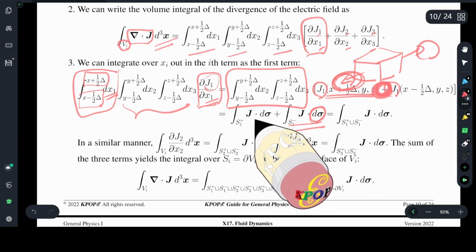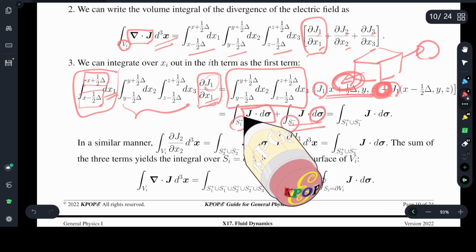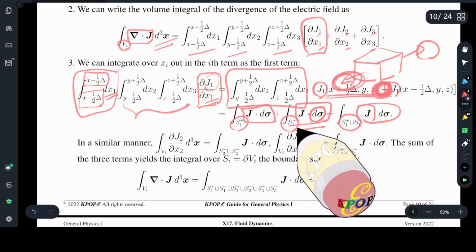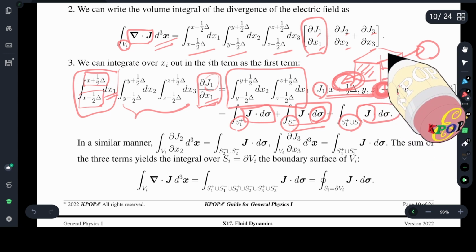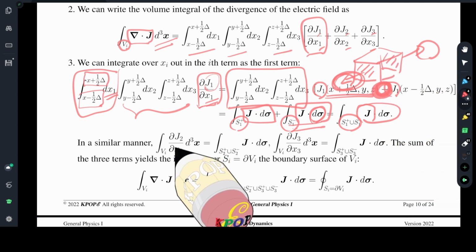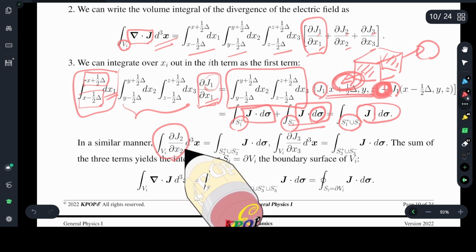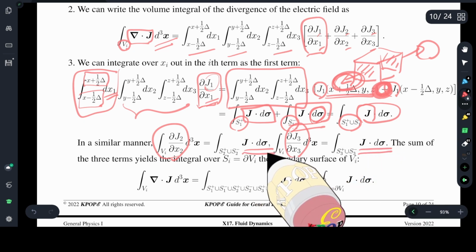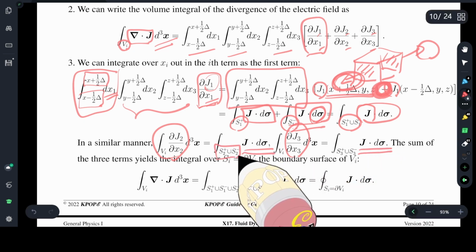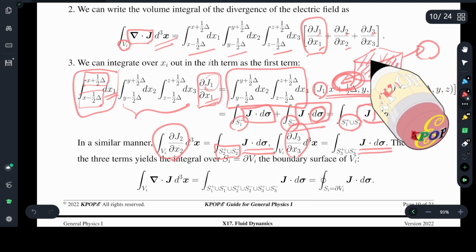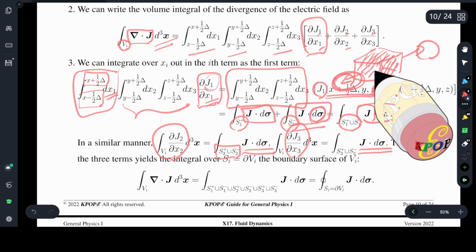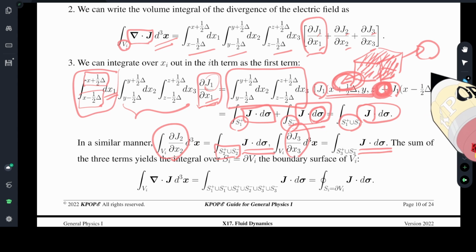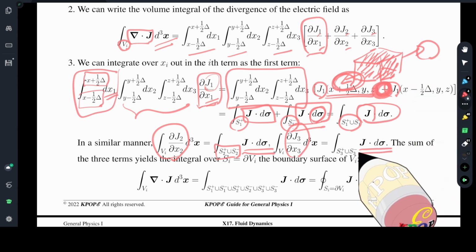If I sum these two, I have the same integrand, and then the surface is S1 plus and S1 minus. In a similar manner, the J2 component and J3 component can also be expressed as J dot d sigma, and the two surfaces are perpendicular to the y direction and perpendicular to the z direction. So all six faces of the surface integral can be carried out with the same integral.